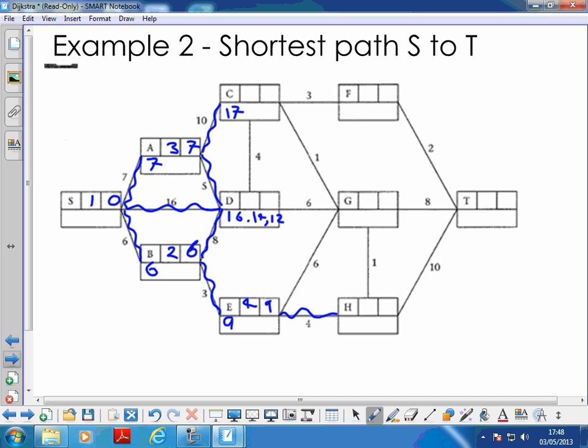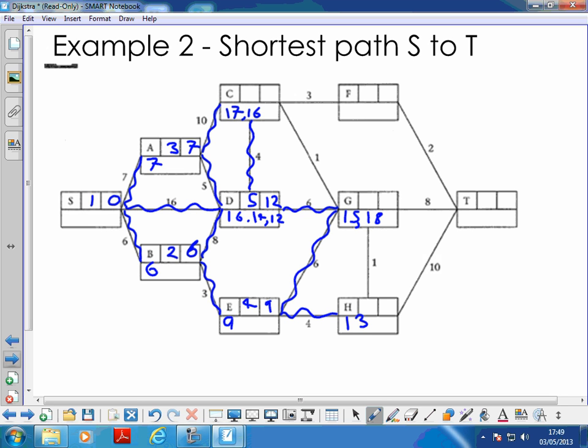I can get to H with 13. I can get to G with 15. And now the smallest working value I have is 12. So I put a 5 in because it's the fifth one I'm checking, and I put 12 as the smallest value. Now I update. I can go to C with 16. I can go to D, G with 18.